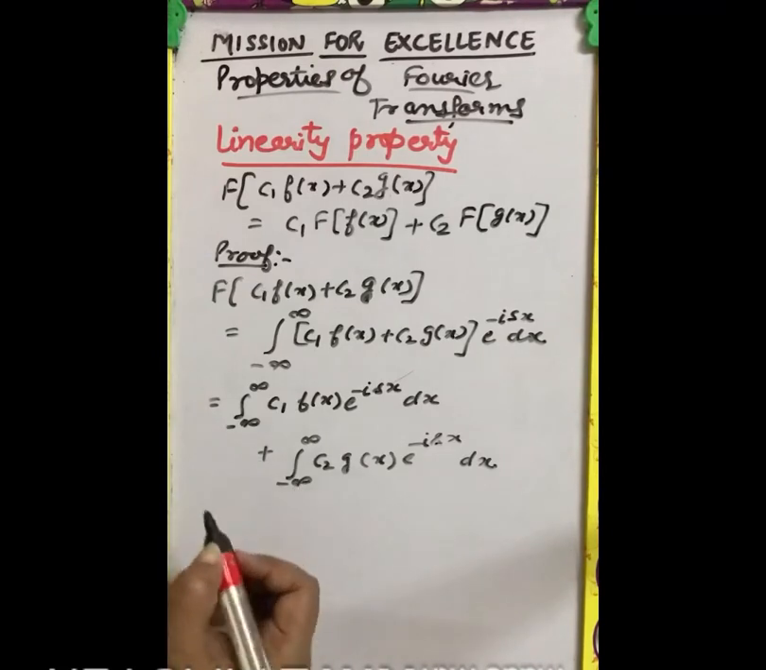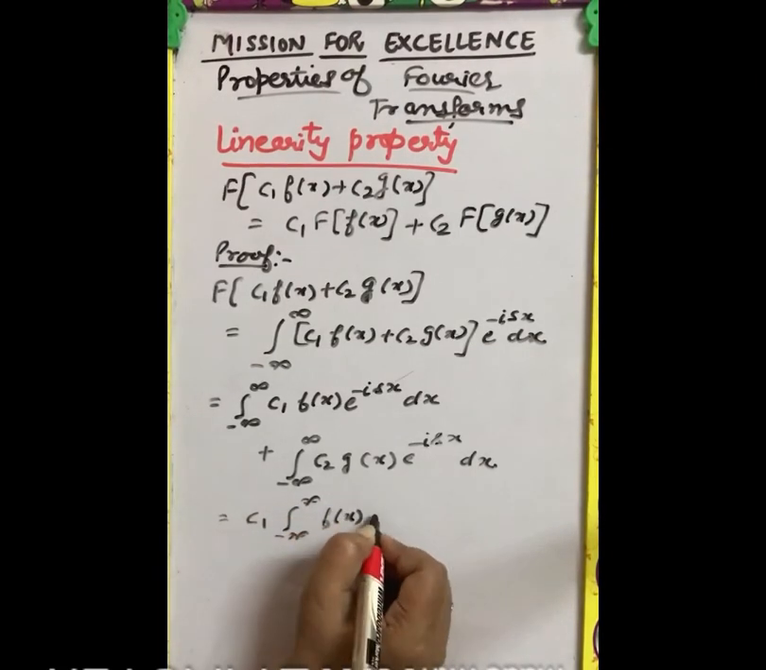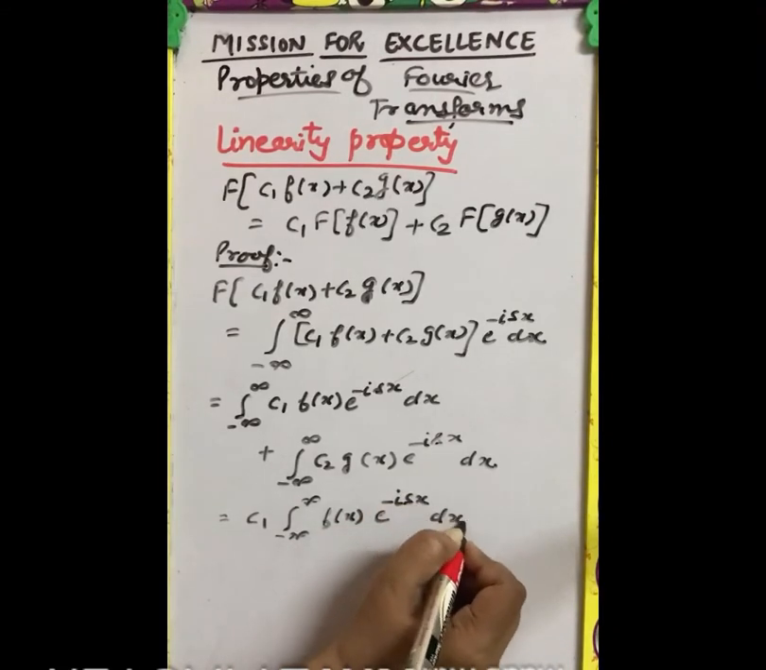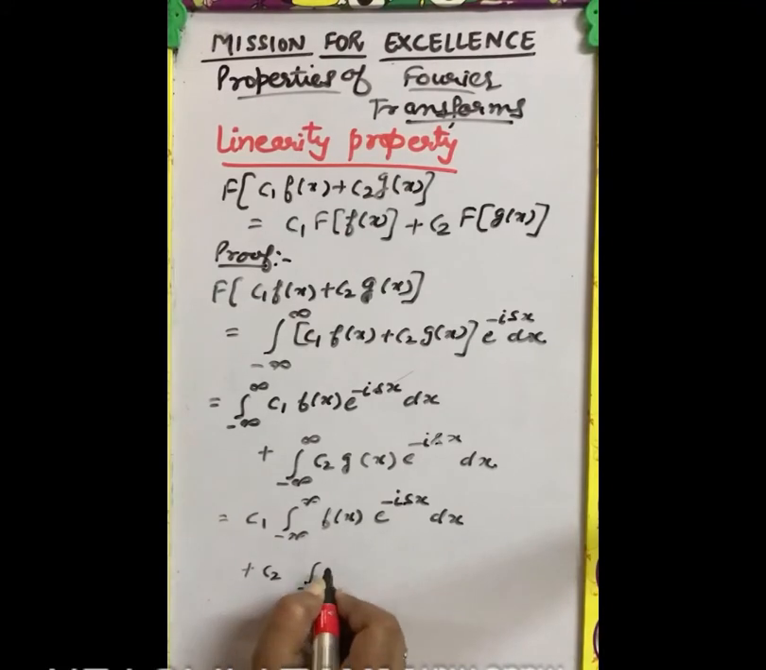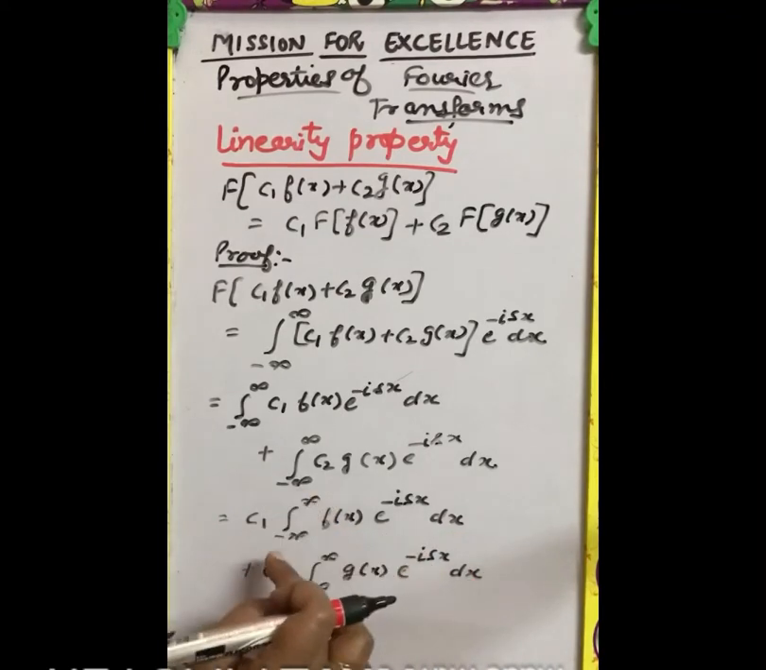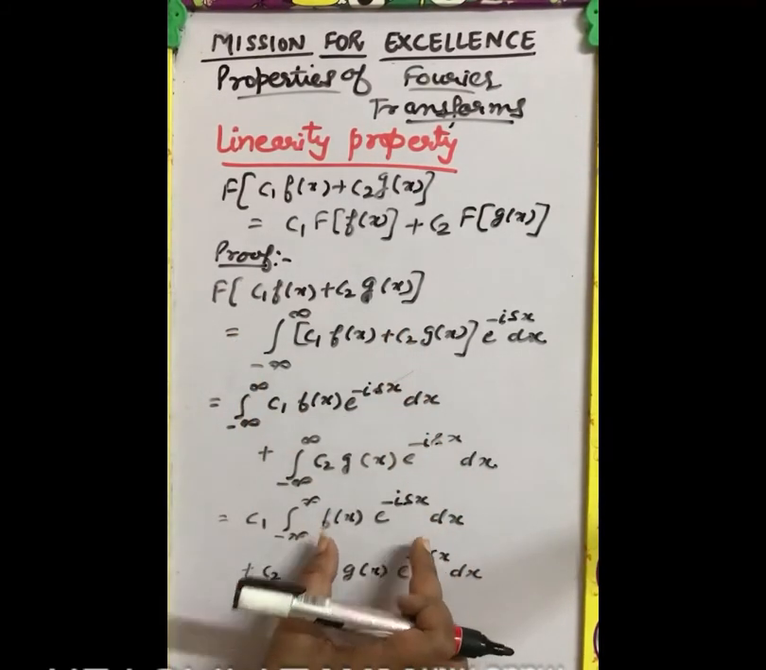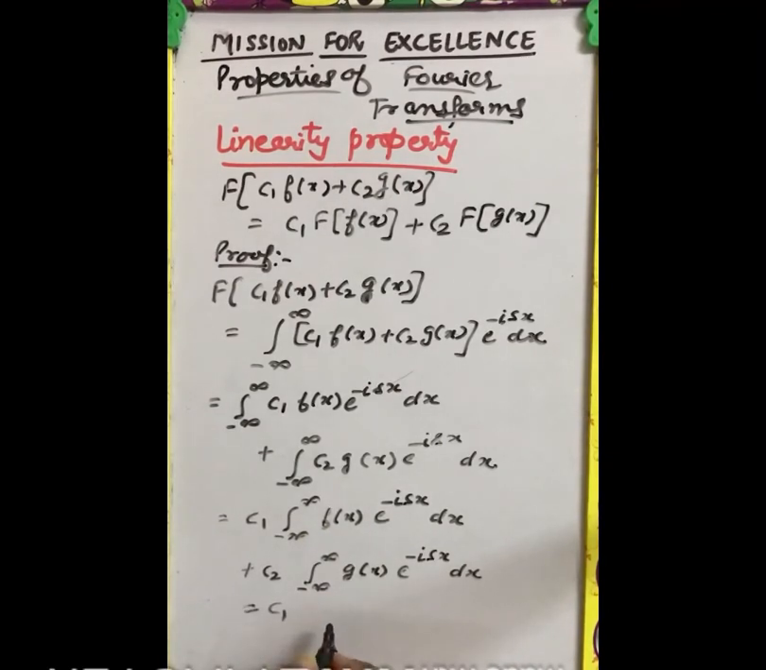Now we can take these constants outside. So it will become C1 times the integral from minus infinity to infinity of f(x) e raised to power minus iota s x dx plus C2 times the integral from minus infinity to infinity of g(x) e raised to power minus iota s x dx. From the basic definition of the Fourier transform, we can write the first as the Fourier transform of f(x), so it will be C1 times the Fourier transform of f(x), and similarly C2 times the Fourier transform of g(x). So hence the property is proved. This is the linearity property.